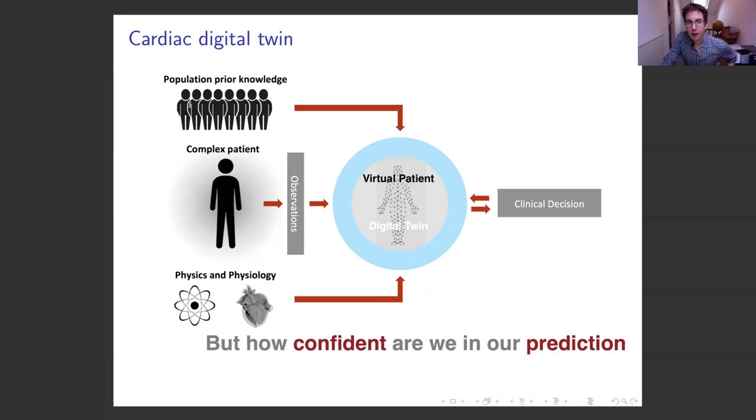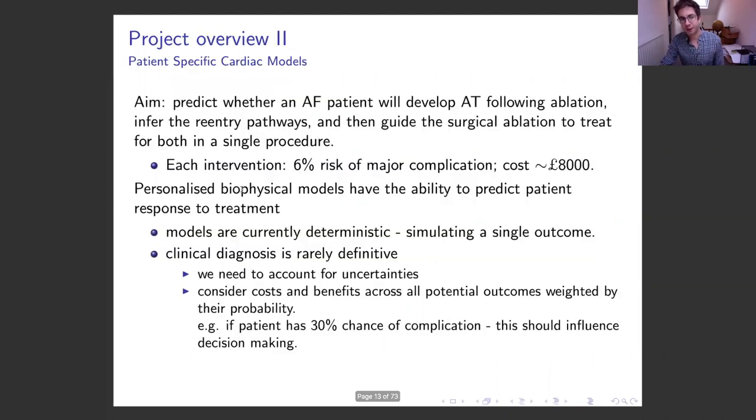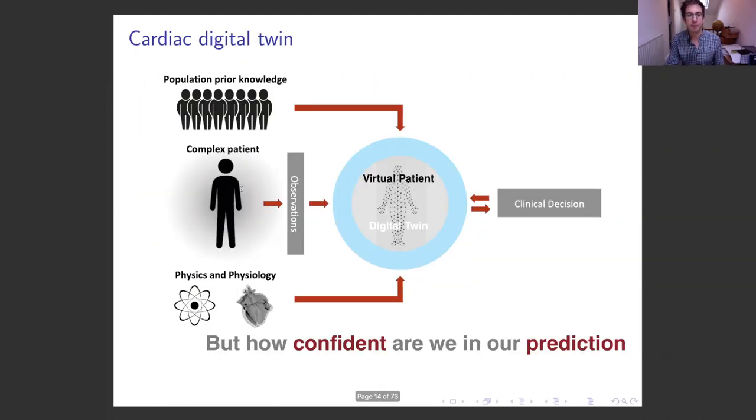We're then going to use the prior knowledge we have from having treated previous patients. We've got lots of measurements and recordings from lots of different atrial fibrillation patients in the past. Can we use that information to build up a prior distribution for the population? And finally, we're going to have individual measurements for a given patient. A new patient comes in, we're going to take measurements of them. We're going to want to combine these three things to form a patient-specific digital twin.